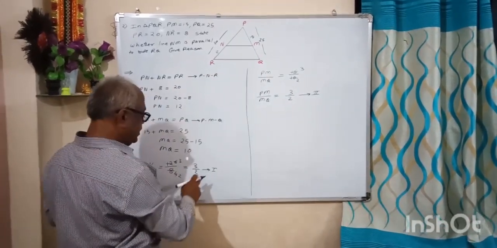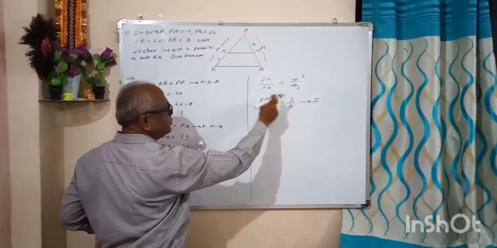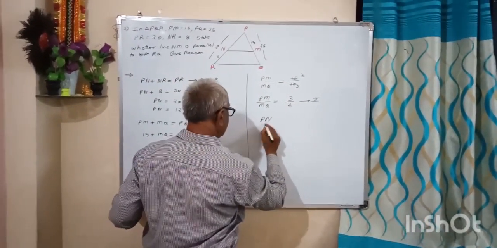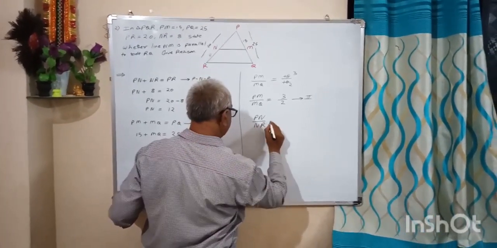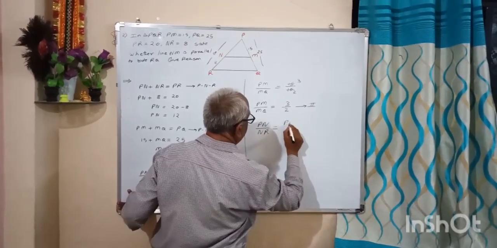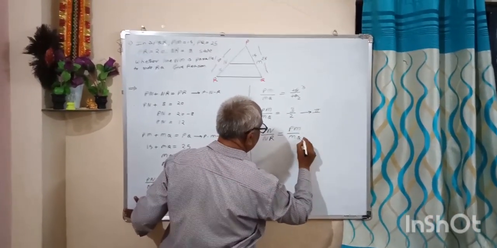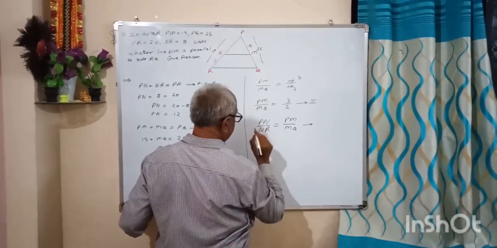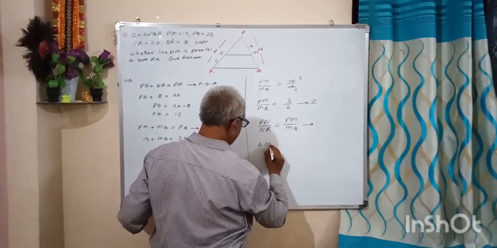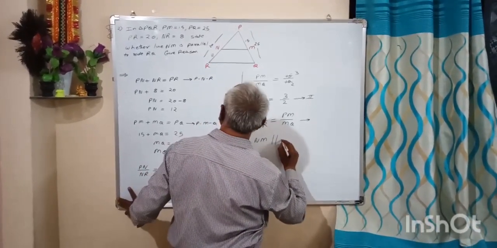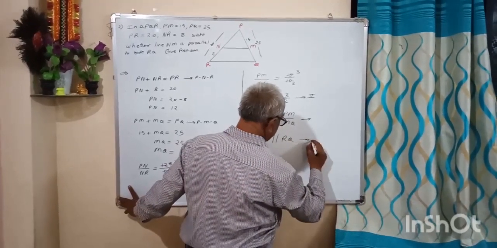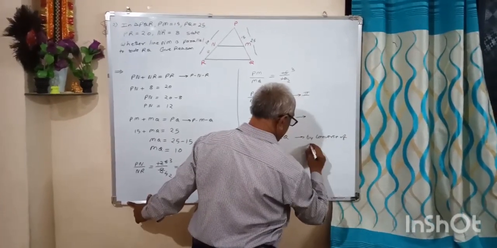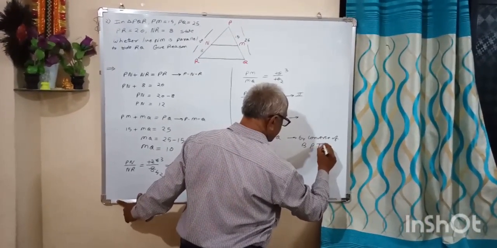Therefore, in equations 1 and 2, if you see, 3 upon 2 and 3 upon 2, they are equal. So, PN upon NR is equal to PM upon MQ, that is, we can say that NM is parallel to RQ, by the converse of the basic proportionality theorem.